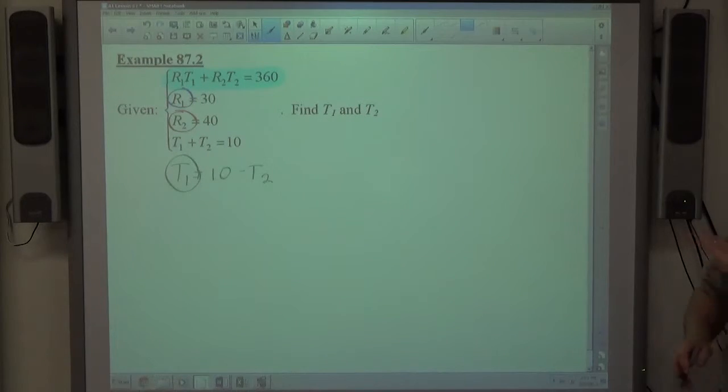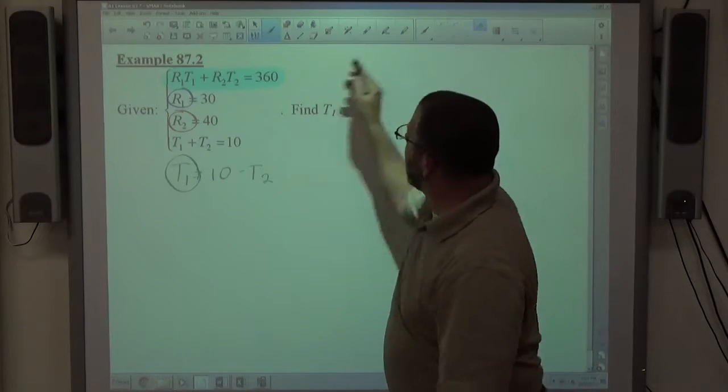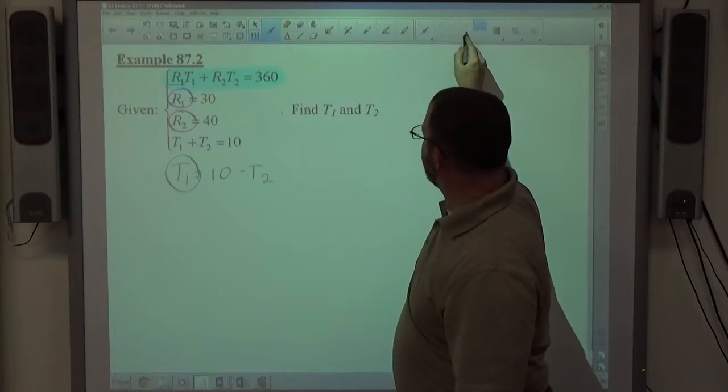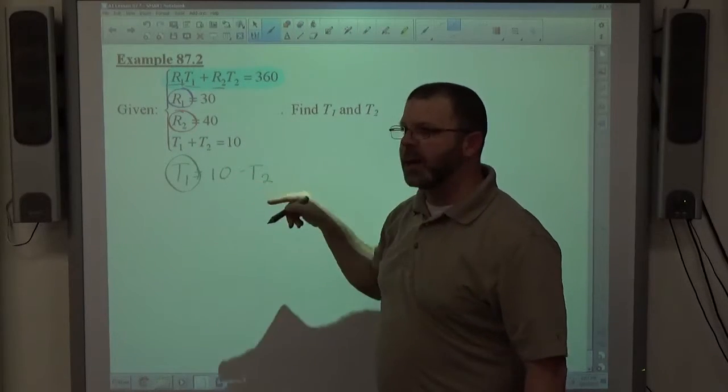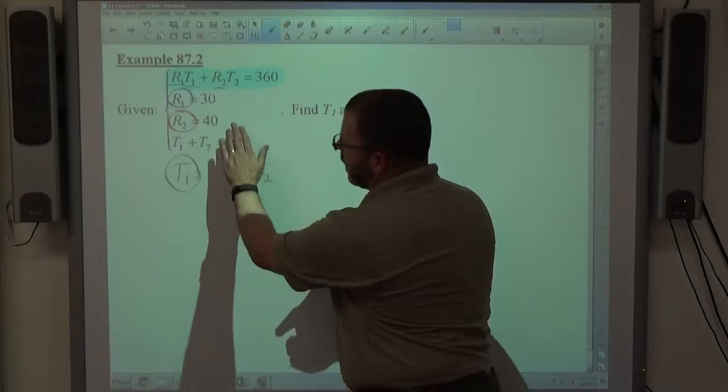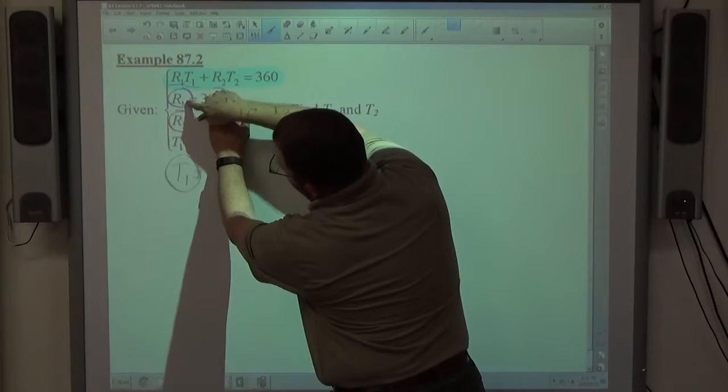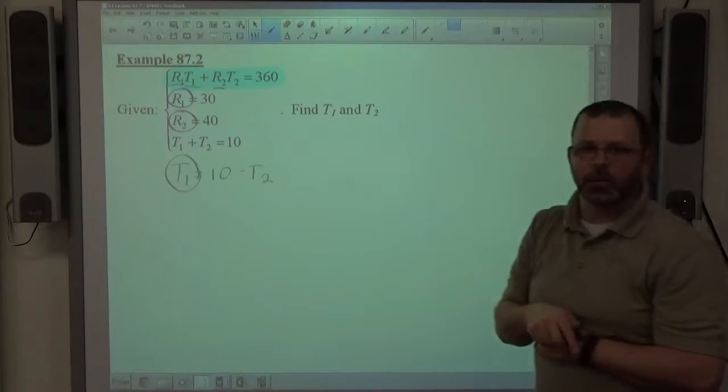T sub 1 is equal to that. So R sub 1 has a replacement. T sub 1 has a replacement. R sub 2 has a replacement. T sub 2 does not. Right? Even though there's a T sub 2 here, on my left equals right, the left equals left equals left equals, those are the things I get to replace.